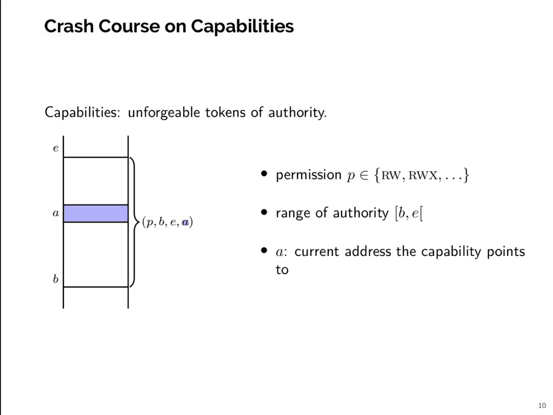So let's see what those capabilities are. First, regular capabilities are just unforgeable tokens of authority. They have a given permission, such as read or read write or read write execute. They have a range of authority between two bounds, for instance B and E on the picture, and a current address. So for instance, in the picture, the capability is going to have the permission P over the whole range between B and E, and it currently points to some address A inside of the range.